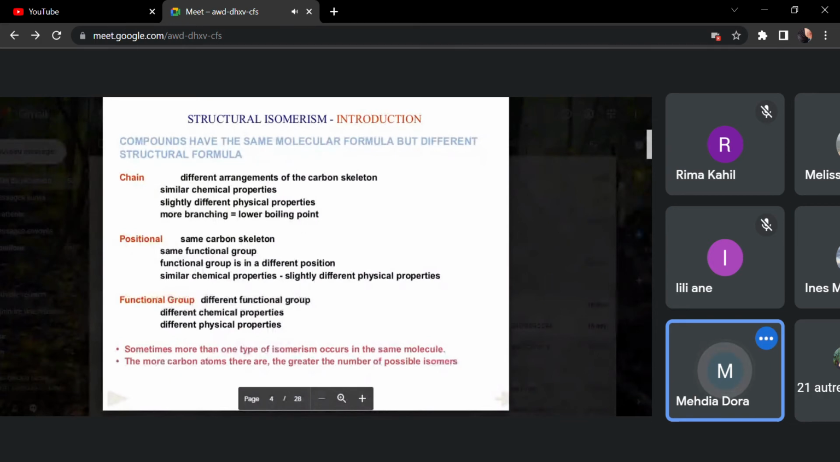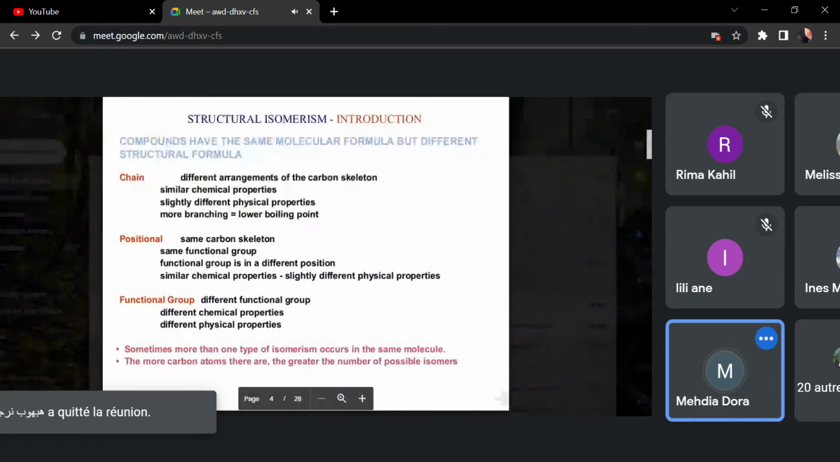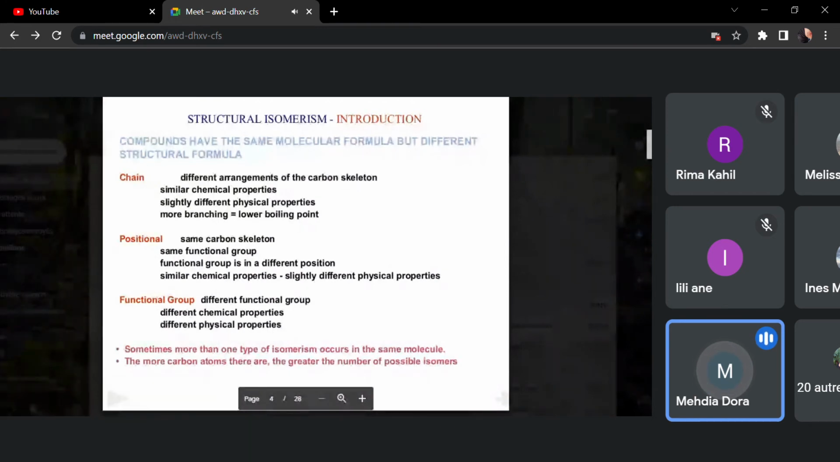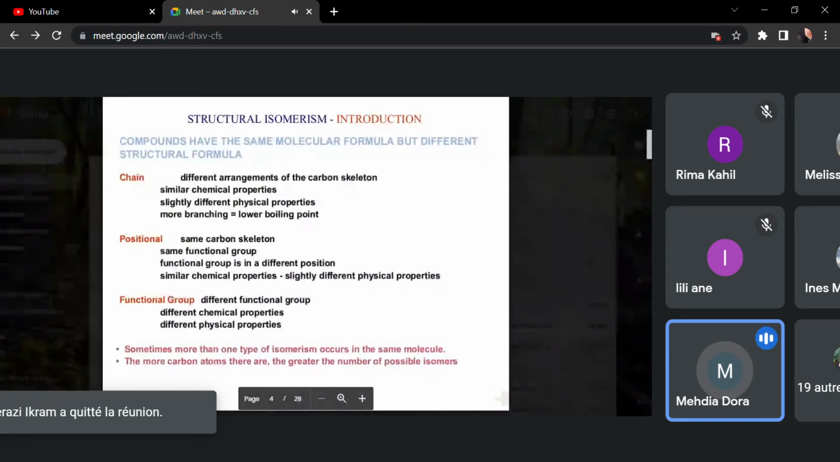For position, we always have the same carbon skeleton, the same functional group, the same chemical properties, but slightly different physical properties. Okay, and functional group isomers have a different functional group, different chemical properties and different physical properties. So we're going to see this in detail. The fifth one, please, the next slide.